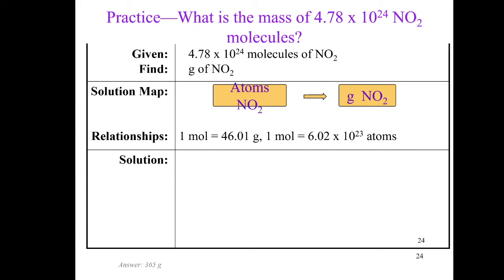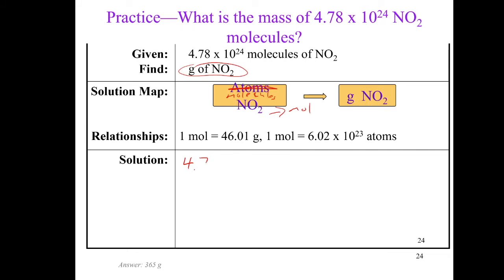So the given is the 4.78 times 10 to the 24th molecules of NO2. And we're looking for mass, which is grams of the NO2. So we're going to go from molecules of NO2 to moles to grams of NO2. Our molar mass of nitrogen dioxide is 46.01, and to go from moles to particles, we're going to have Avogadro's number. So we need those 2 pieces of information.